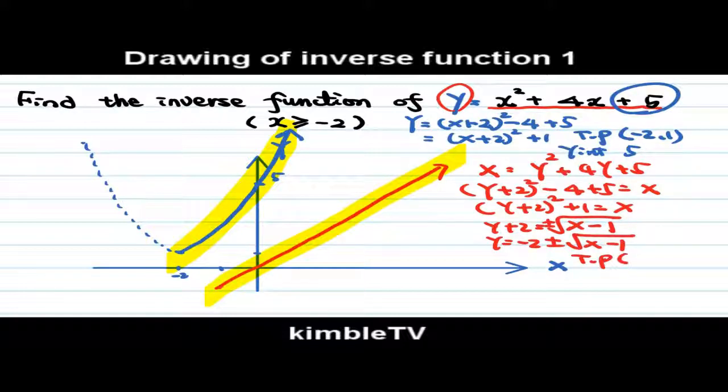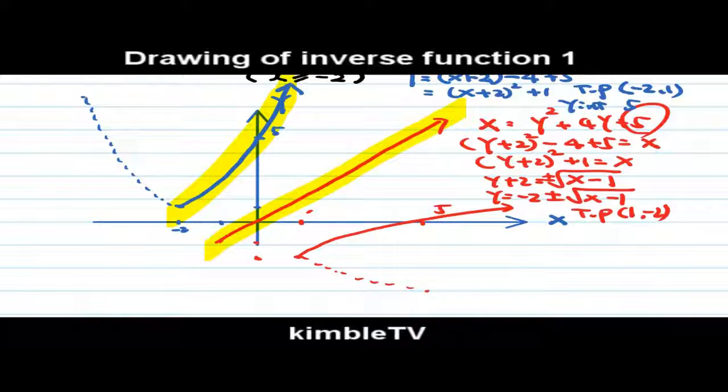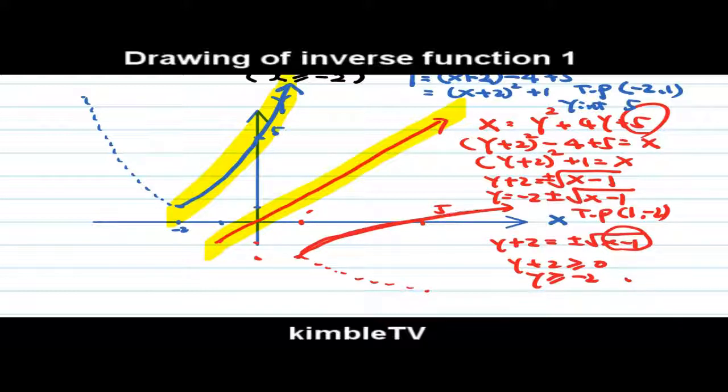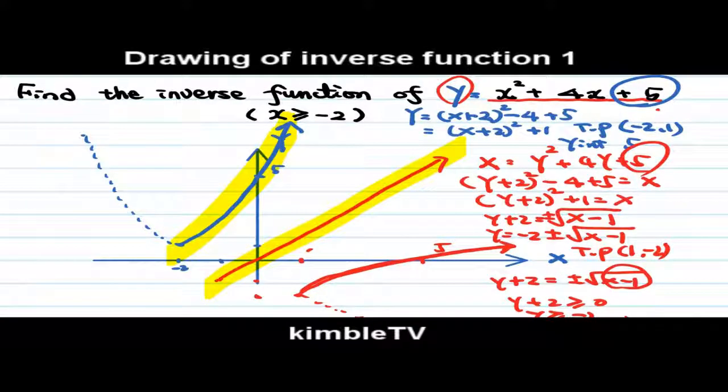Its turning point is x is 1, y is minus 2. Here, roughly minus 2, and this is the turning point, and the x-intercept is 5. This is 5. Dotted line, because y plus 2 equals plus or minus root x minus 1, and x minus 1 must be greater than 0. Therefore, y plus 2 is greater than or equal to 0, so y is greater than or equal to minus 2. Therefore, this is the inverse function of y equals this one.